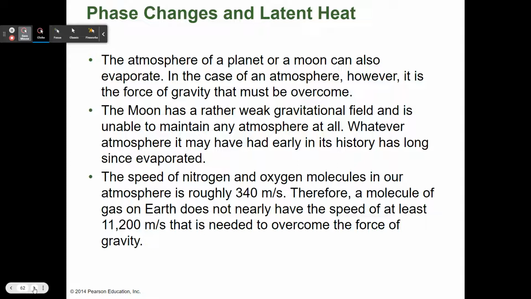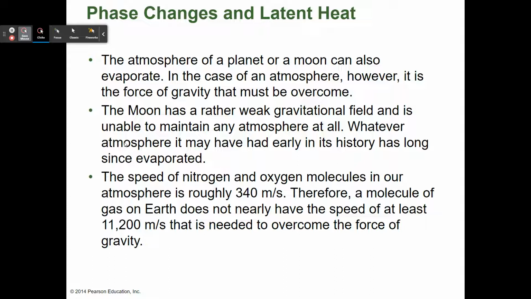The atmosphere of a planet or moon can also evaporate. In the case of an atmosphere, however, it is the force of gravity that has to be overcome. So the moon has a weaker gravitational field and is unable to maintain its atmosphere at all. We have different levels of the atmosphere, and that atmosphere stays where it is because of our gravitational force. The moon has a much weaker gravitational force, so any atmosphere that it had just evaporated away.